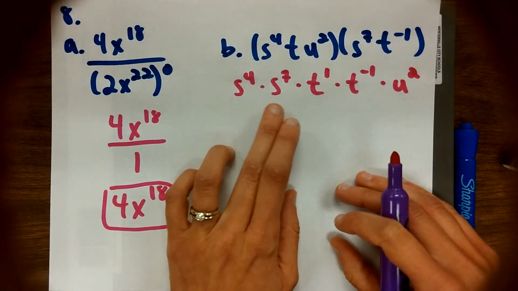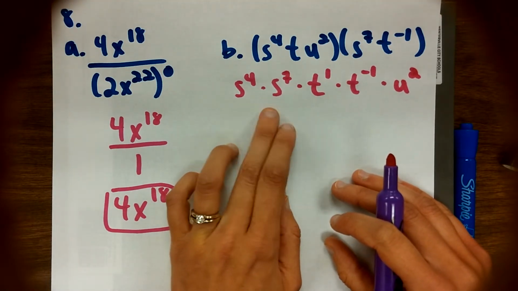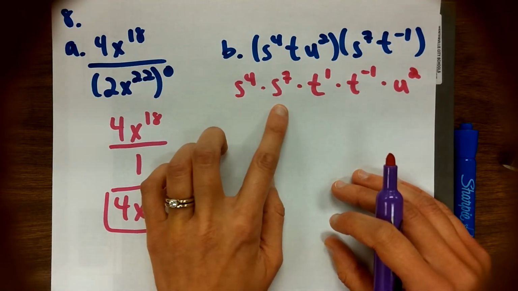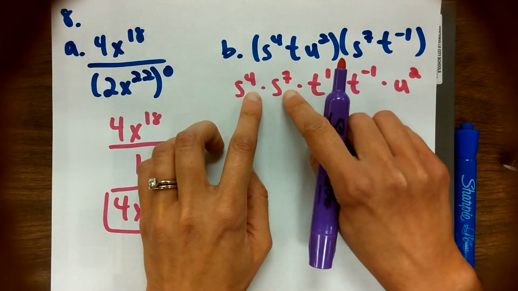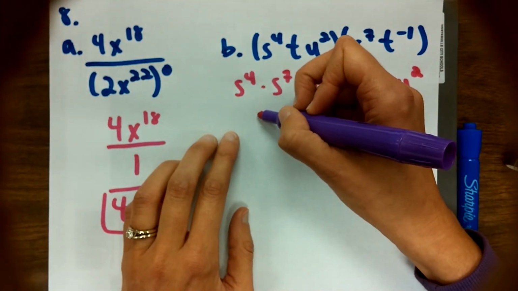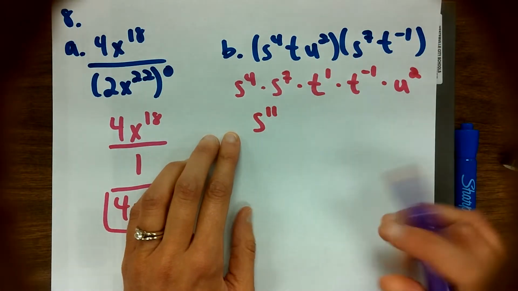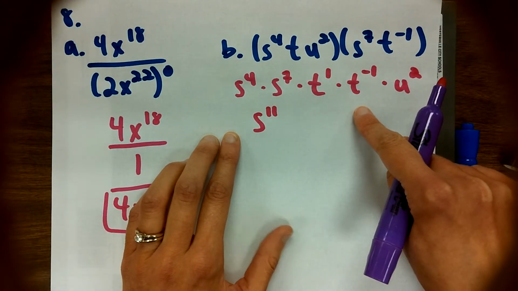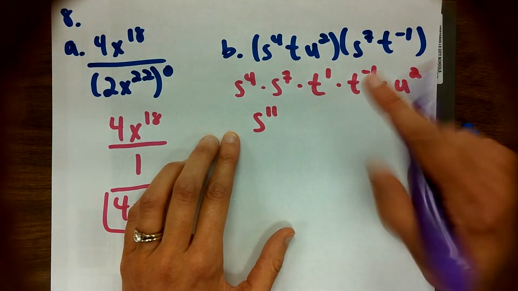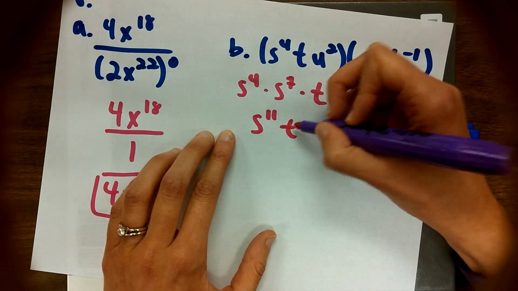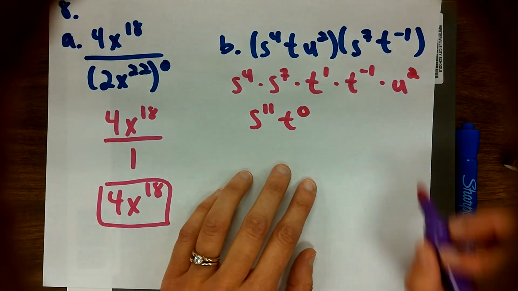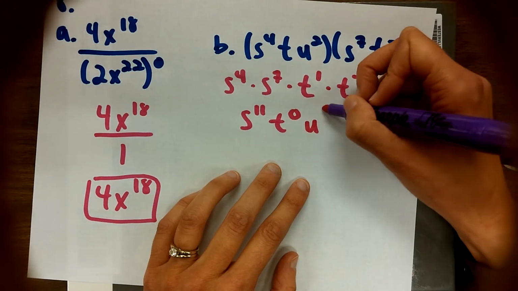Now, s to the 4th times s to the 7th. When we're multiplying and we have the same base, they're both s's, as a shortcut, we can just add the exponents together. So that's going to give us s to the 11th. We can use the same shortcut with the t's, but when we add 1 and -1, we get 0. So we get t to the 0 power, and then we still have our u squared.